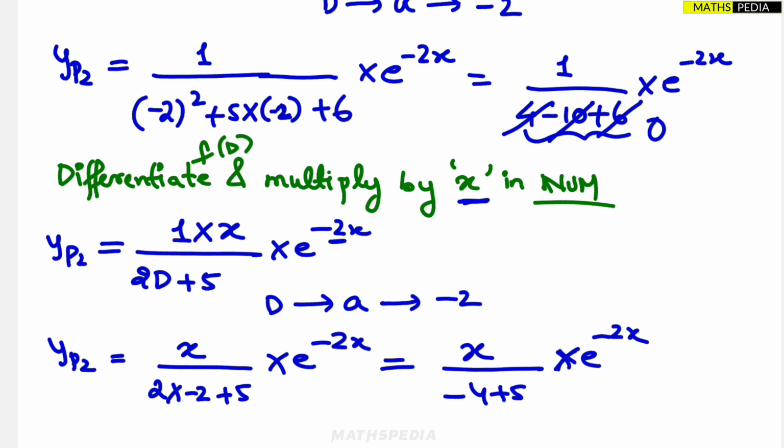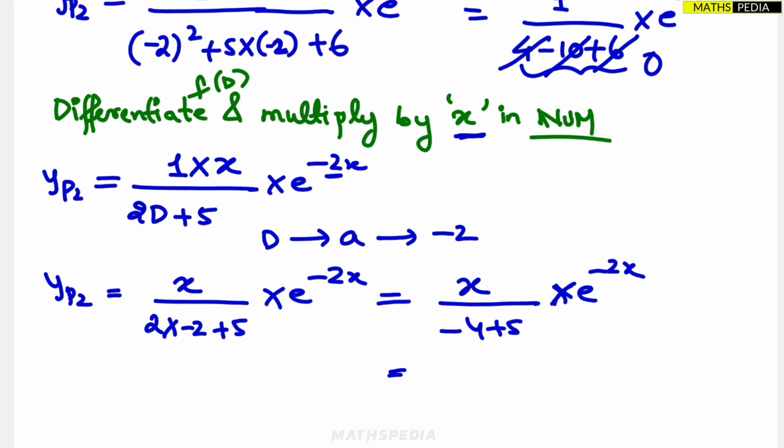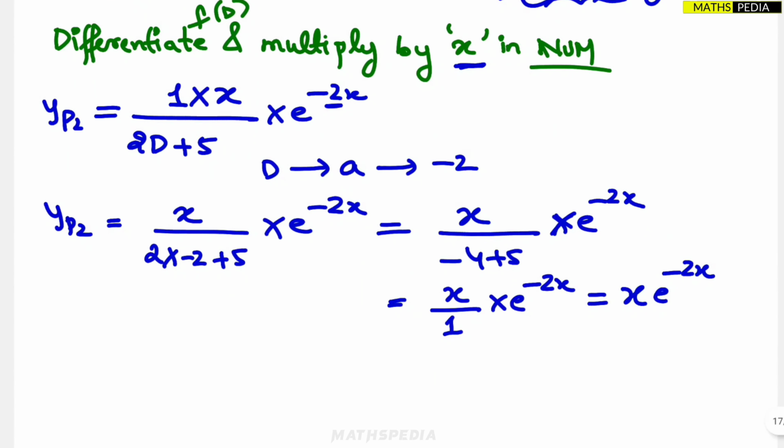Minus 4 plus 5 is nothing but 1. So we are not getting 0 here, right? If you are getting 0, again you have to differentiate and multiply by x, and follow the same step. But in this case, I am getting the denominator as 1. So that is fine. If you are getting 0, then only you have to do that. So it is nothing but x into e power minus 2x. This is nothing but Yp2.